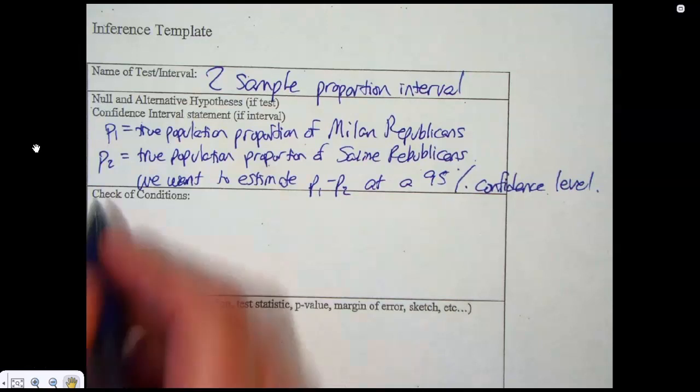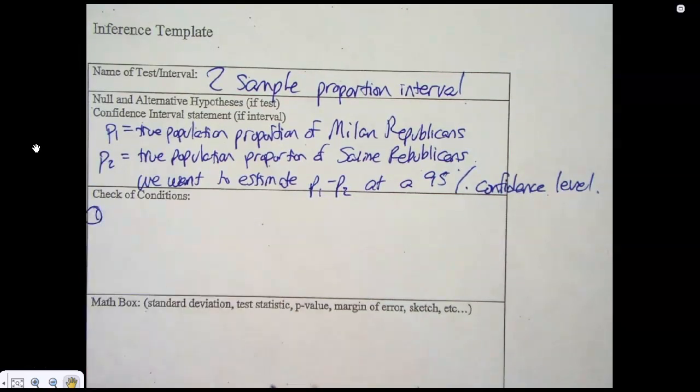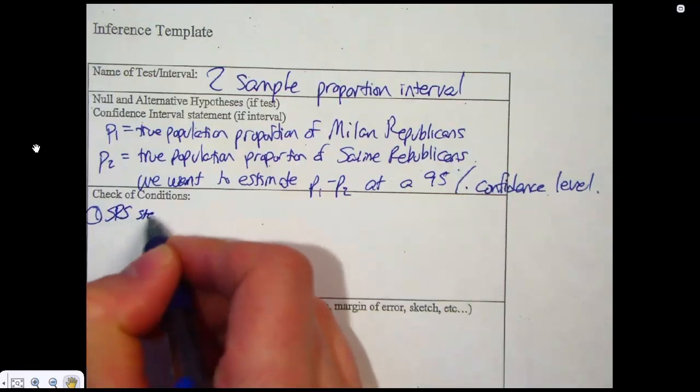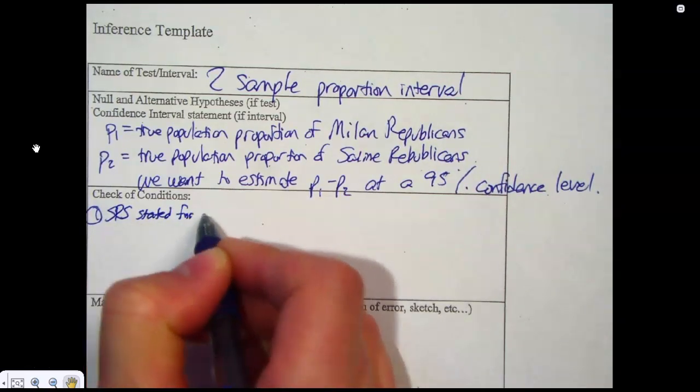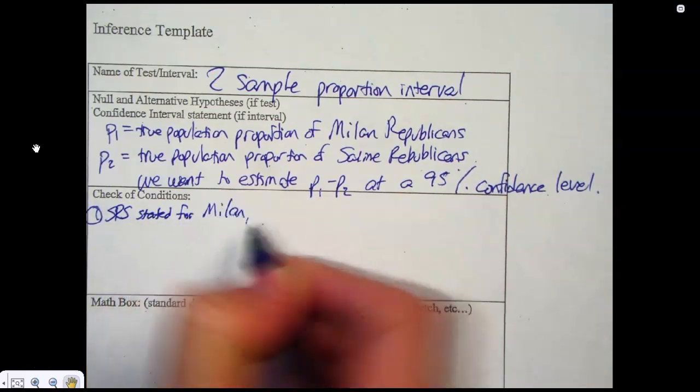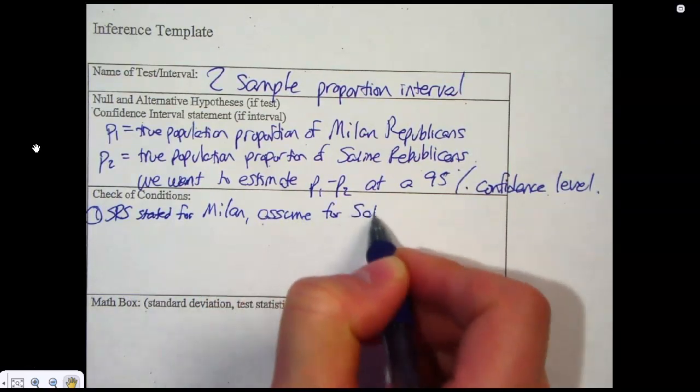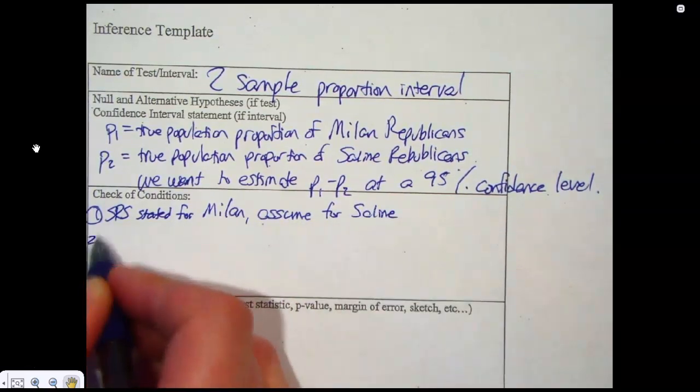And then we get into the conditions. It does say random. It doesn't say random for Saline, does it? That's because I typed it. The AP test will do better. So we're going to say SRS stated for Milan. Assume for Saline.